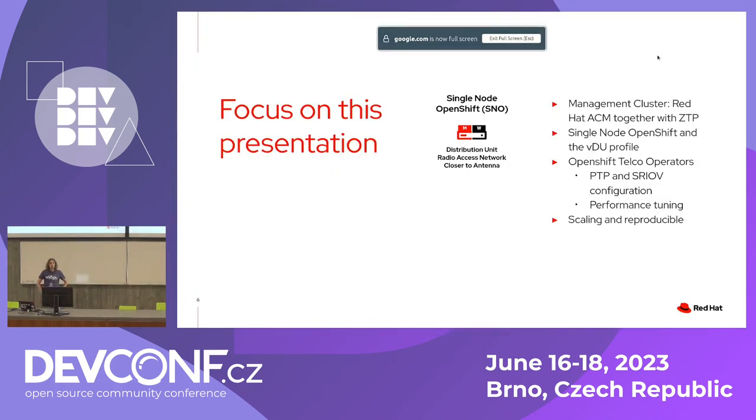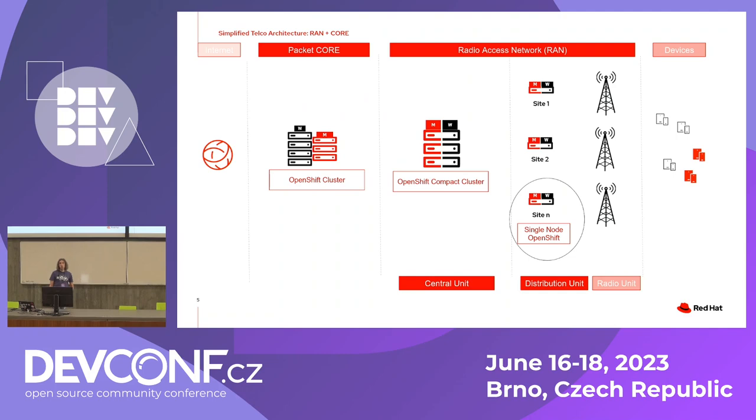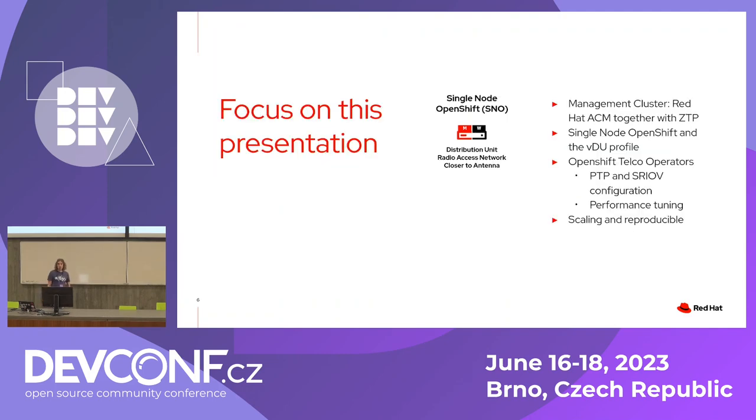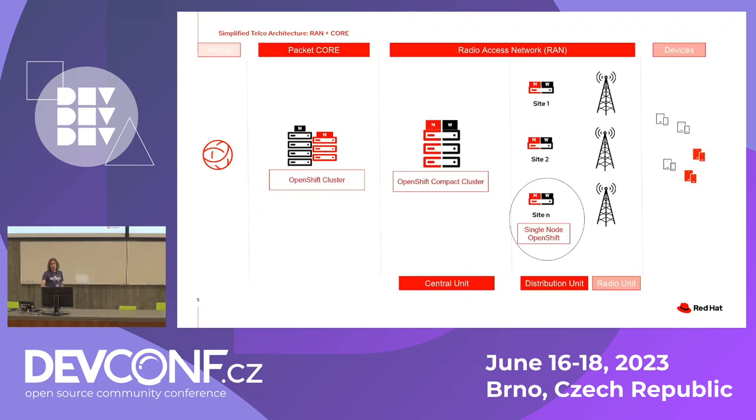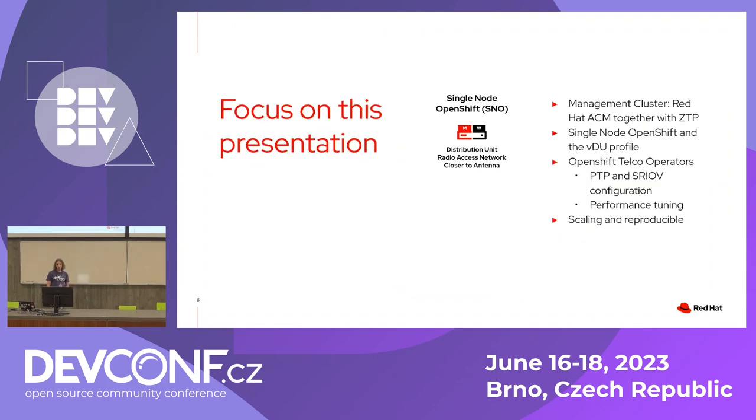Okay. So during the presentation, I will focus on the radio access network and the distribution unit. We implement this with single node OpenShift together with a management cluster, with a special profile that comes pre-configured inside this cluster, also using some special operators for telco, and with a very big requirement about scaling and making things reproducible. Why? Because if we focus here on the distribution unit, which is closer to or behind the antenna, you can imagine how many radio units or antennas these partners are going to have: hundreds or thousands of new clusters that they need to scale and manage.